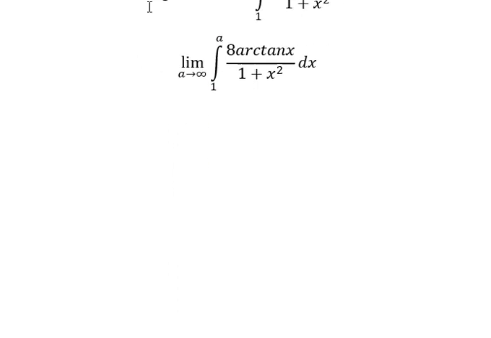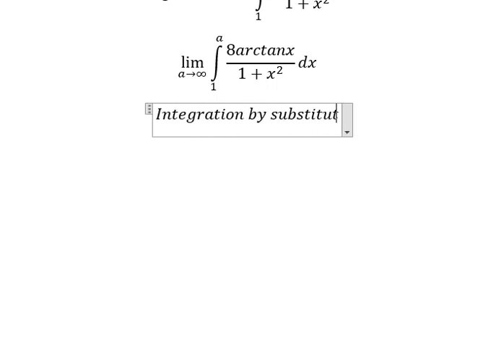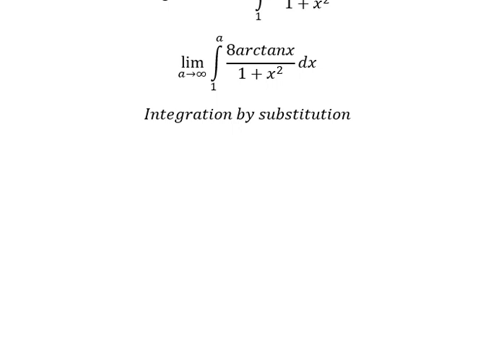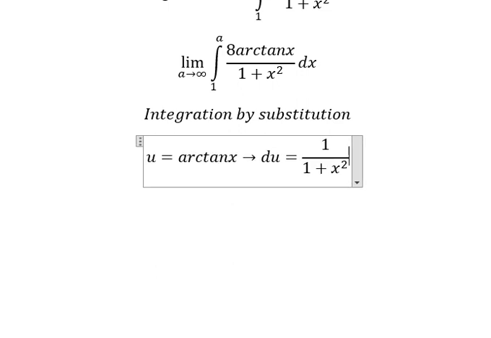So we can use integration by substitution. I will put u equal to arctan of s. Later we need to take the first derivative of both sides, and we have du equals 1 over 1 plus s squared ds.